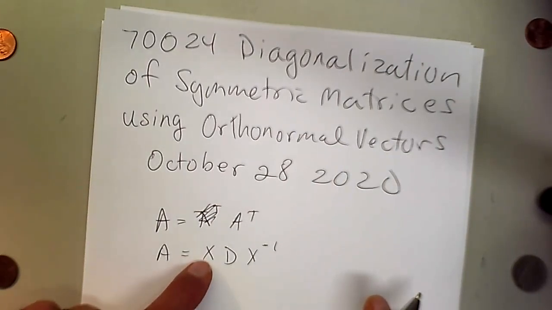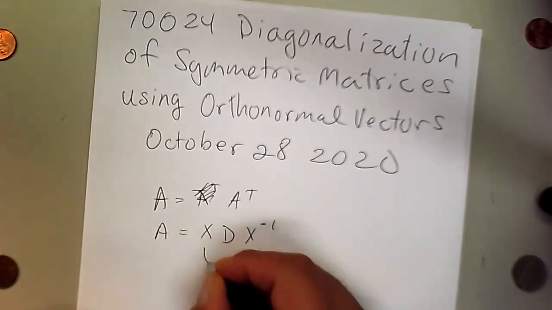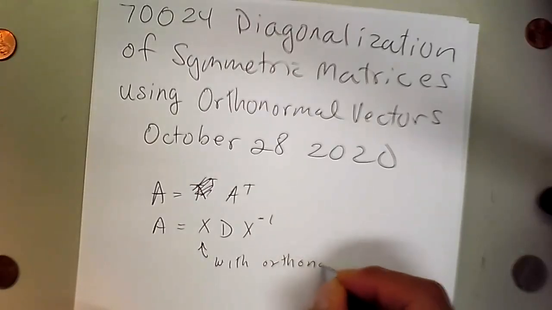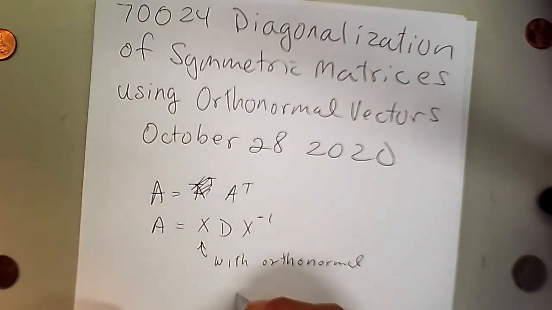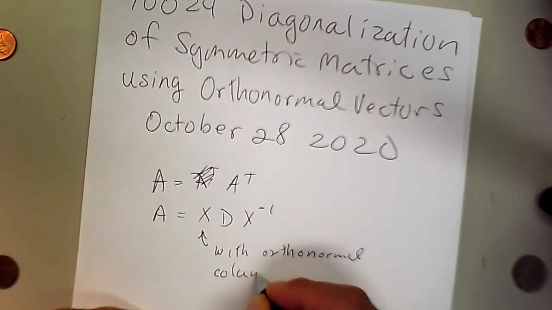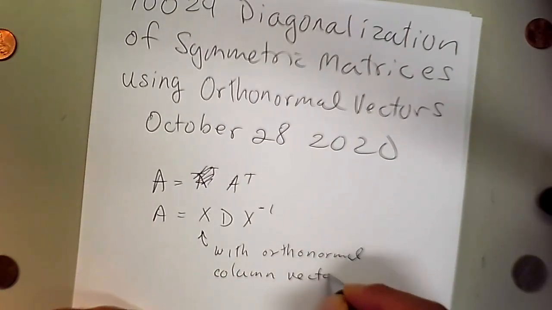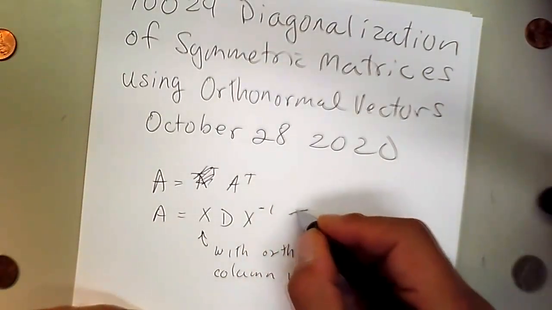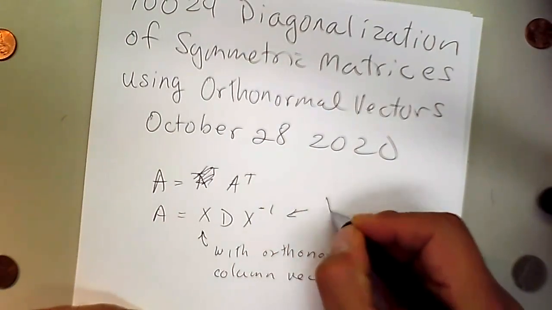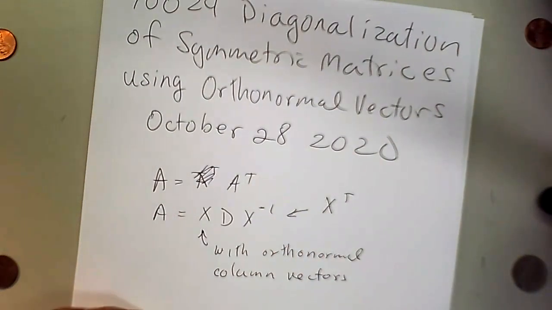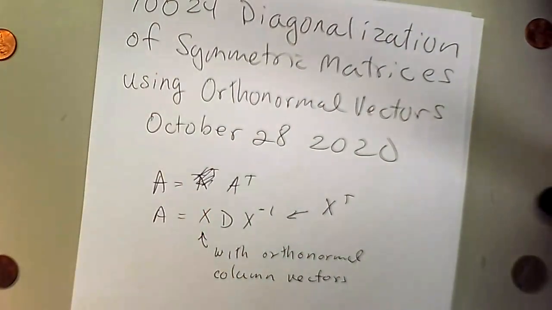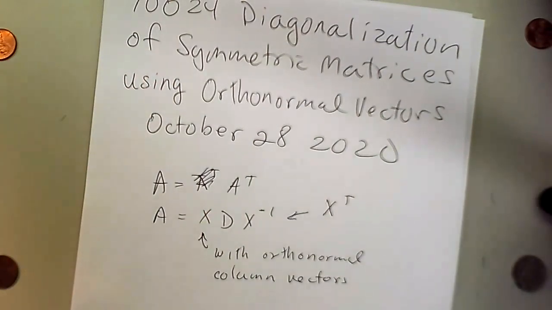This X has to have orthonormal column vectors. And that will cause this matrix to be actually the same thing as X transpose. That is part of the spectral theorem.